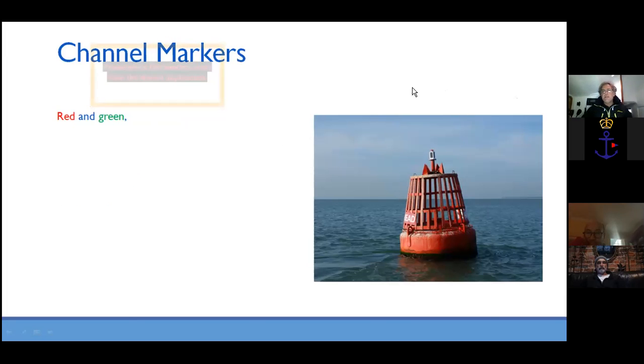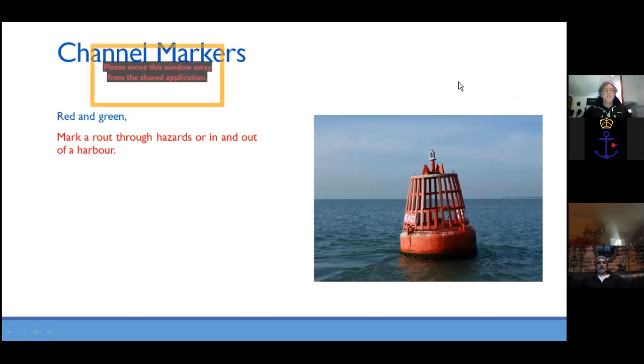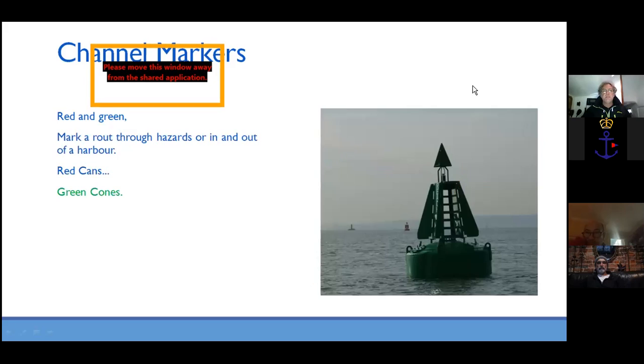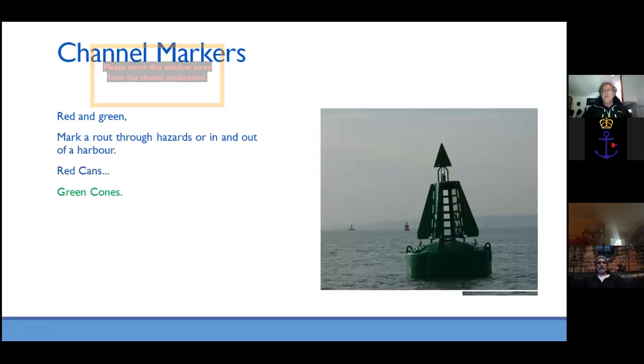Then we've got channel markers. Channel markers are red and green, obviously, okay? And they mark routes through hazards and or in and out of harbors. Very, very bog standard all over the world. We have red cans like this one, and we have green cones. And you can actually see the difference. I'm going to go back again. There's a can, and you can see how they've actually welded pieces on here to make it look more like a cone. So that's a shape for channel markers, cans, cones.